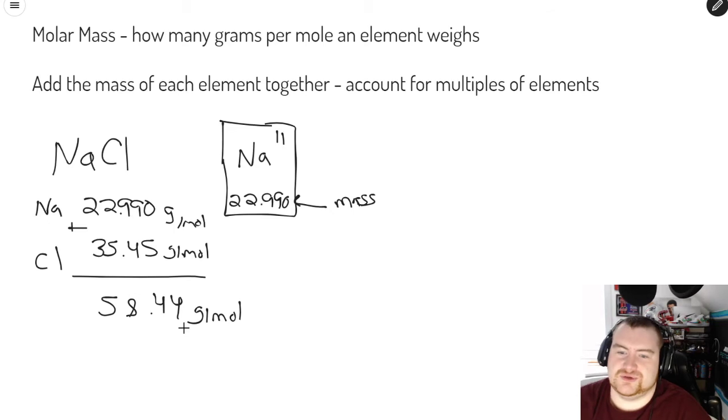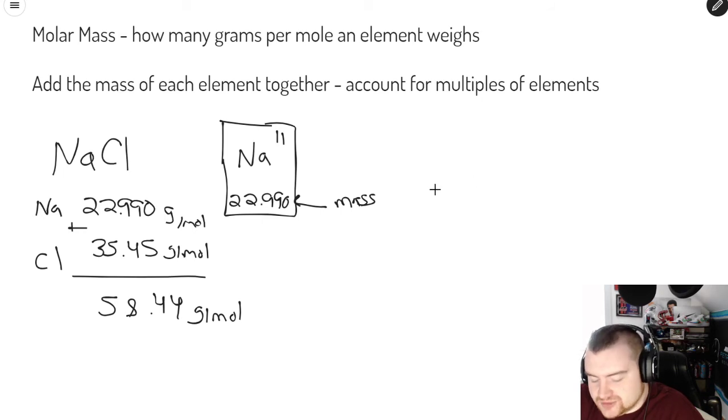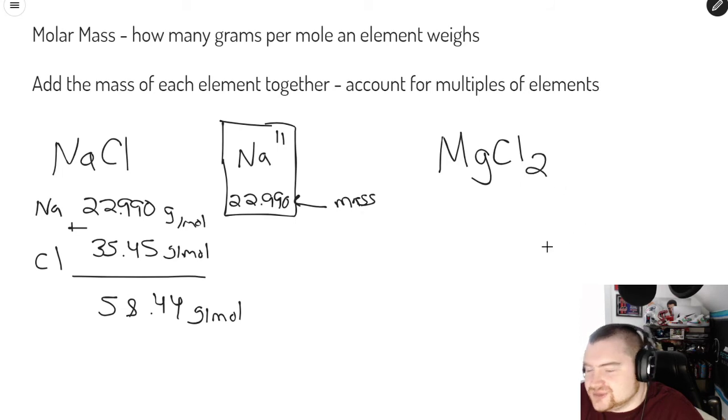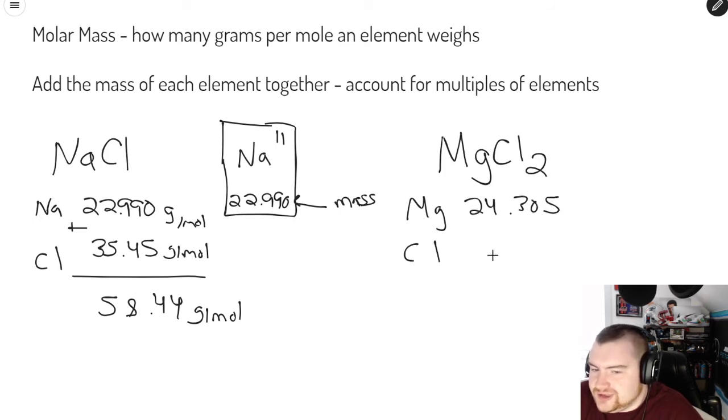Okay? All that you have to do is look on the periodic table and add masses together. Okay? Now, keep in mind, when you do this, you have to account for multiples of individual elements. So let's do magnesium chloride, MgCl2. So we do the same thing. We're looking for the mass, right? So we get magnesium. Magnesium is 24.305. We would get chlorine, which is 35.45.